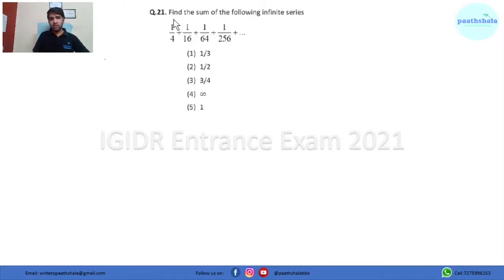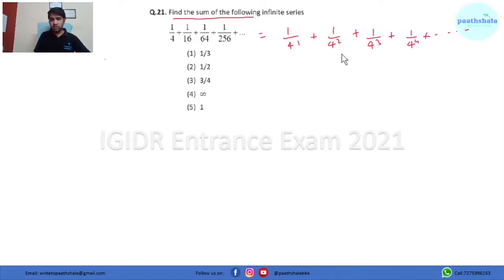In this question, it is asking to find the sum of the following infinite series. So let's rewrite the given series. We can write it like that: 1 upon 4 to the power 1 plus 1 upon 4 to the power 2 plus 1 upon 4 to the power 3 plus 1 upon 4 to the power 4 and so on.